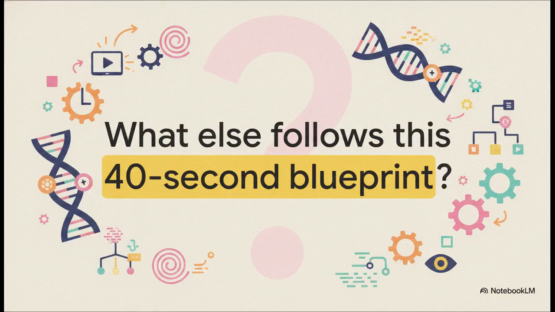Which brings us to the end of our structural breakdown and leaves us with a rather profound question to consider. We've just seen the raw, unedited DNA of how a piece of history is explicitly packaged to manipulate attention and drive engagement. So if history itself can be so precisely engineered into a viral formula, what else are we consuming day in and day out that follows this exact calculated 40-second blueprint? It definitely makes you look at your feed a little differently, doesn't it?